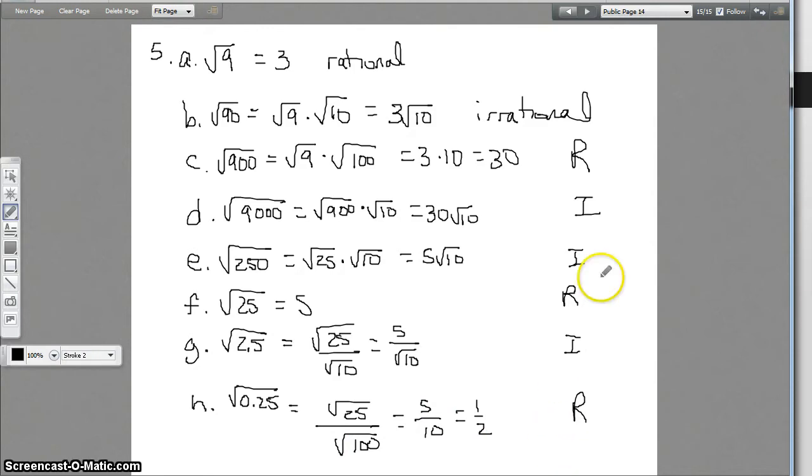So for number 5, parts A, C, F, and H were rational. Parts B, D, E, and G are irrational. Okay, so number 5 is just like number 11 that I assigned for homework. So you should stop the video and go do number 11 and then come back so you can see how the next one works.